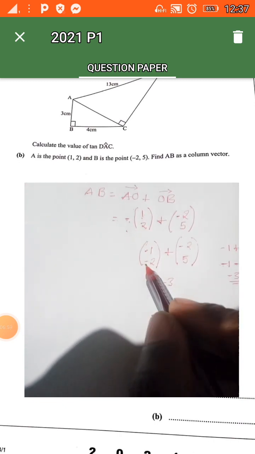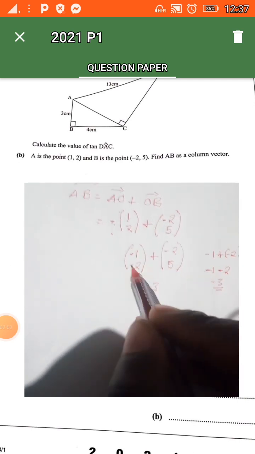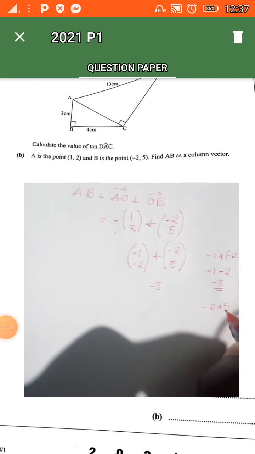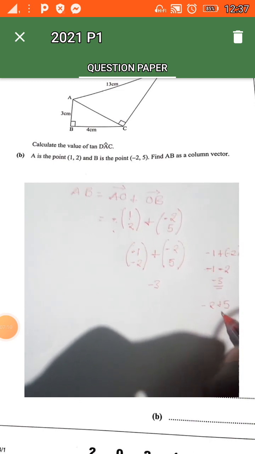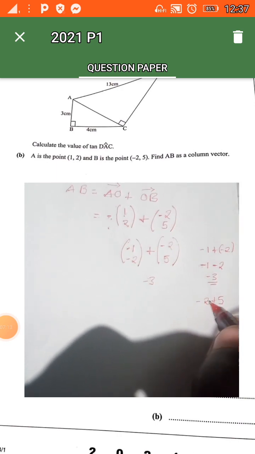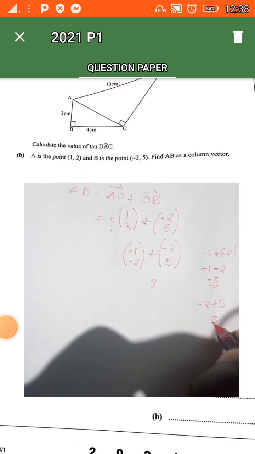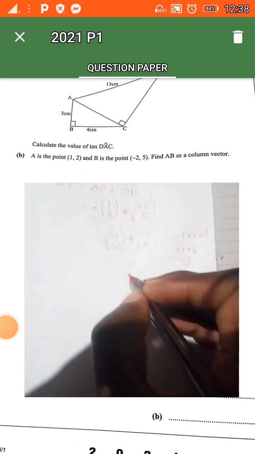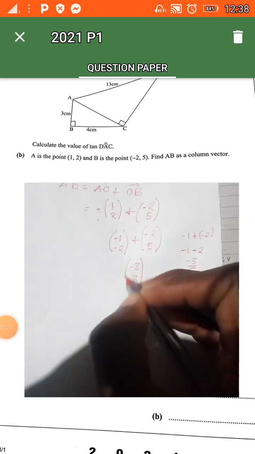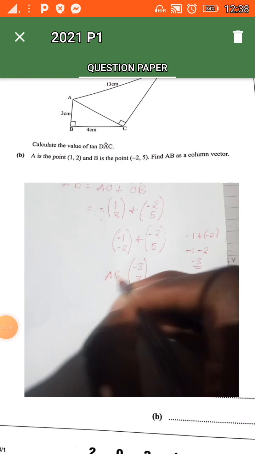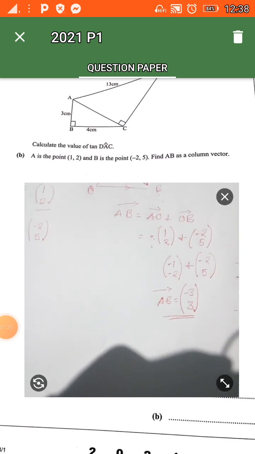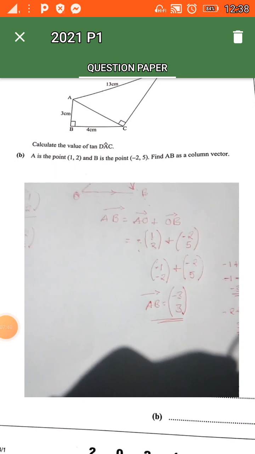Then negative 2 plus 5. For negative 2 plus 5, we take the sign from the bigger number and subtract, because the signs are different. So it is positive 3. The answer for the column vector AB is negative 3, 3. So that is AB as a column vector. That's the first question.